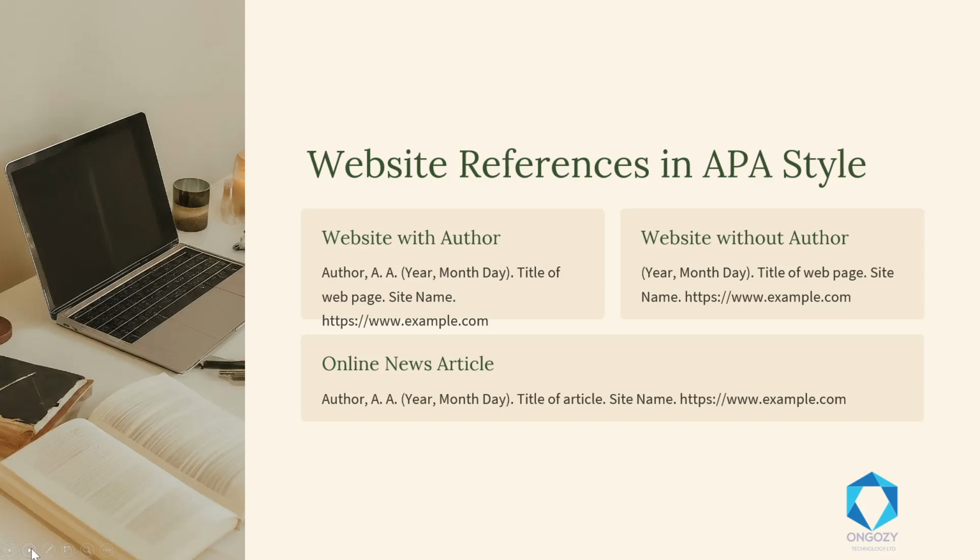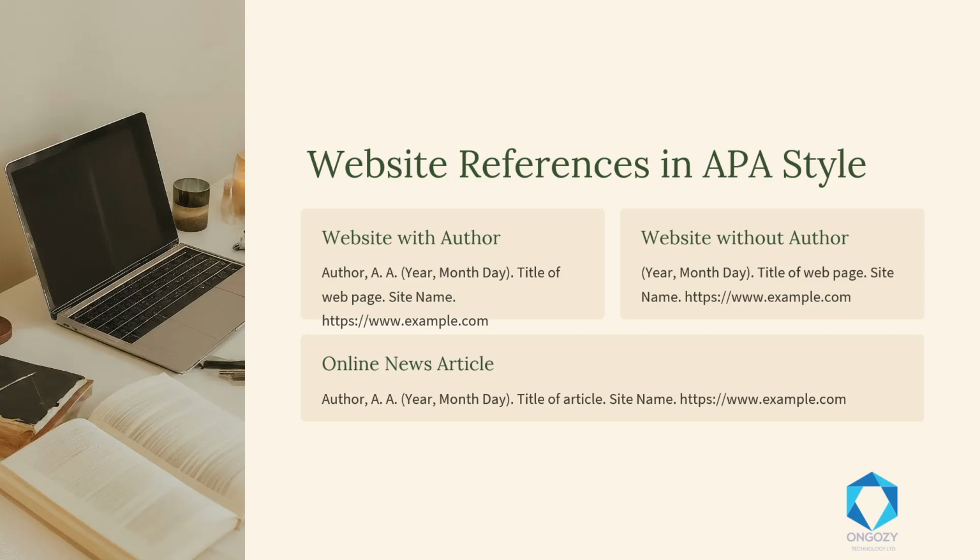When we are talking about a website with an author, how do you reference a website? With an author, you write the author of the website, their initials. Remember, we are using the last name. This is APA, we are using the last name of the author, and then the other names, their initials, the year, the month, the day, the title of the page, the site name, and then you put the address there. Okay, the URL. The URL stands for Uniform Resource Locator. It's an address of where to locate that particular website.